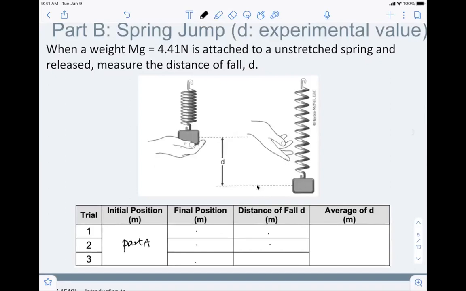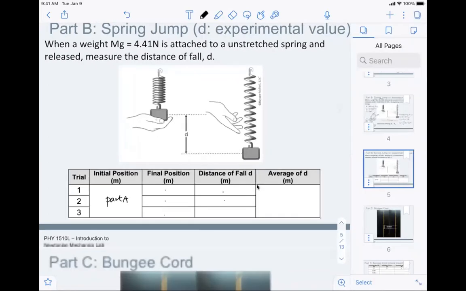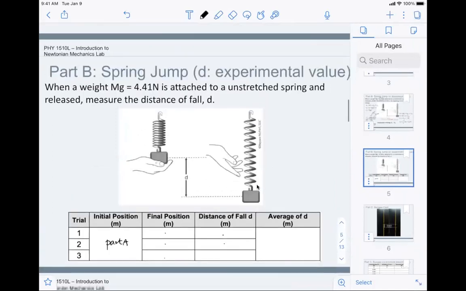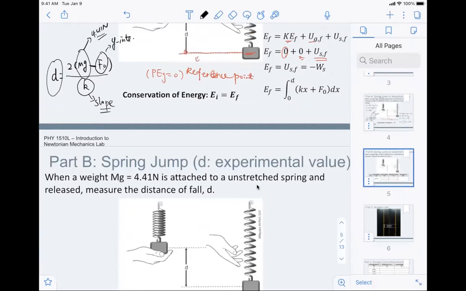So the experimental method is quite straightforward, right? You just simply observe how far it fell, and don't forget to compare that to your theoretical method to see if they match.